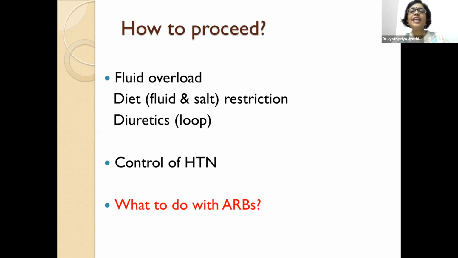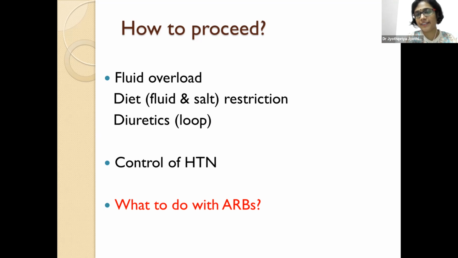In case of eGFR less than 30, we have to go with loop diuretics, because as we know, thiazide might not be effective. Then control of hypertension: fluid and salt balance itself will restore some amount of hypertension control, and then we escalate the antihypertensives. Now, the next question which comes to our mind is what to do with ARBs. Should we stop RAS inhibitors or should we continue?